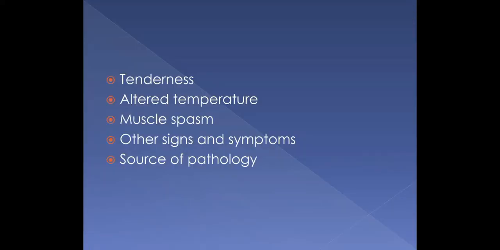So for palpation of the lumbar spine, while we are palpating, we have to check for tenderness, any altered temperature, whether muscle spasm is present or not, and any other signs and symptoms that may indicate any source of pathology should be noted. If the problem is suspected to be in the lumbar spine area, then palpation should be carried out in a systematic fashion, starting on the anterior aspect and working around to the posterior aspect.